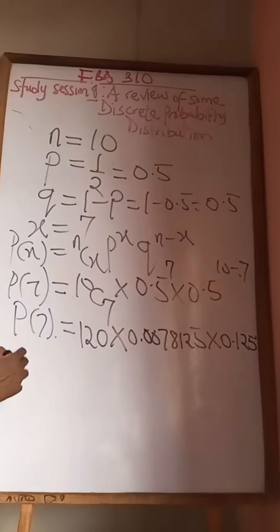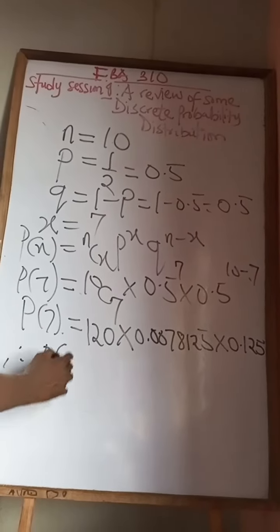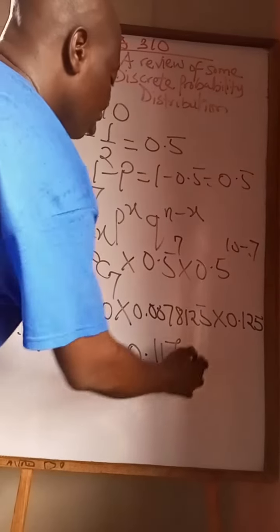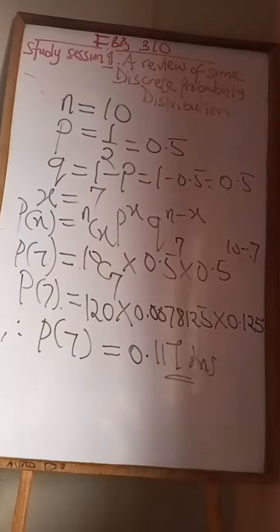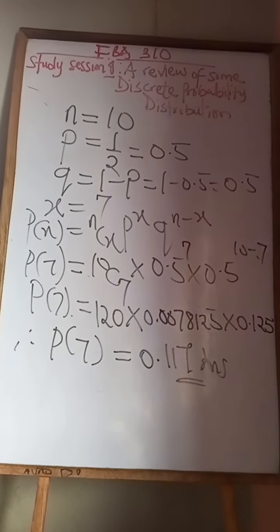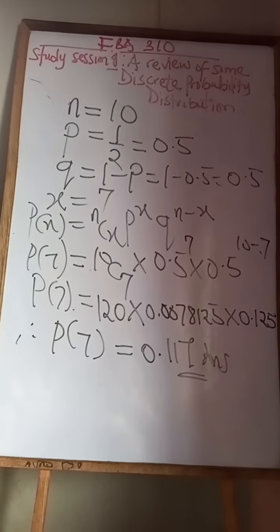Confirm all these figures. So therefore, the probability of 7 heads appearing will be 0.117 to 3 decimal places. That's the solution. Please don't joke with this question. It's very vital to your health. We'll solve two or more questions on binomial soonest.